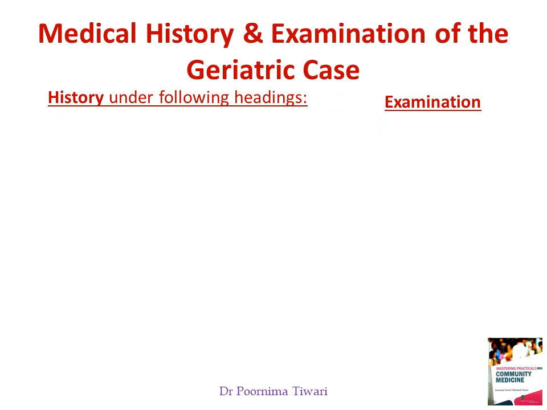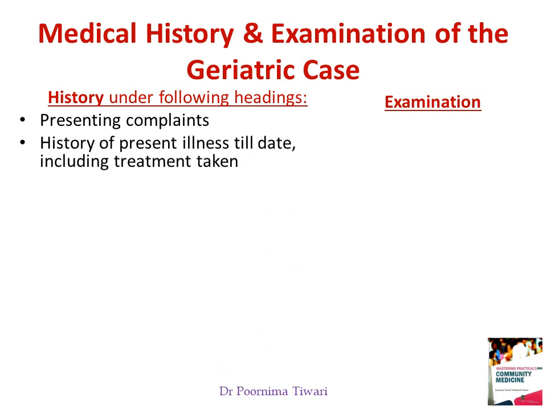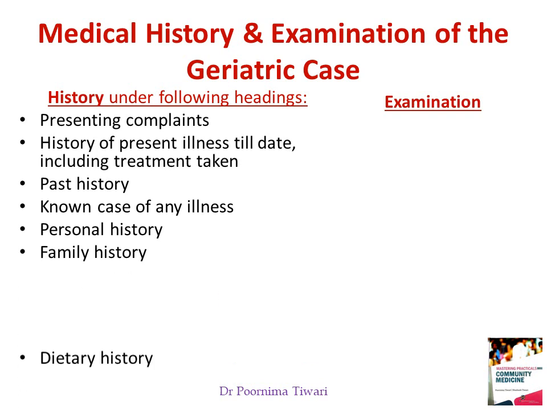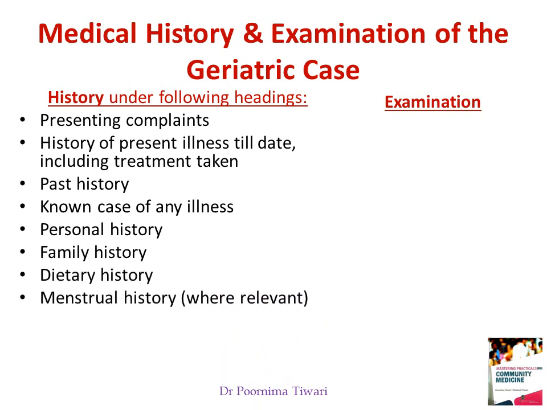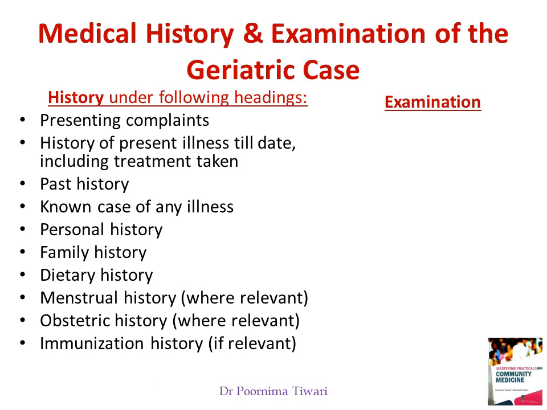So medical history and examination of a geriatric case is conducted under the following headings: history, presenting complaint, history of present complaint, past history, known case of any illness, personal history, family history, dietary history. If the given case is a female, then menstrual history, obstetric history, and if relevant, then immunization history. In addition to this, questions are also asked to assess the functional status of the elderly. We will discuss these in a little more detail in the following slides.